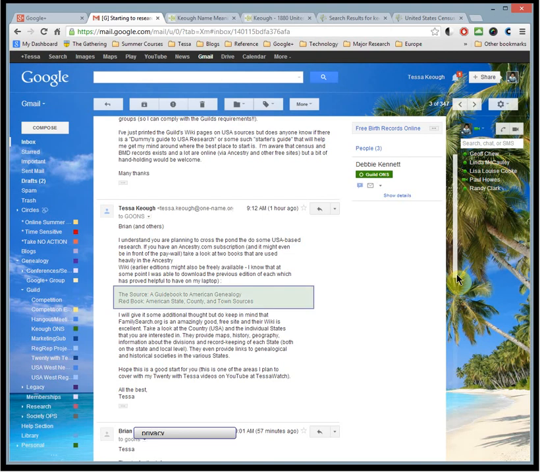And that is The Source, which is a guidebook to American genealogy, and the Red Book, which is American state, county, and town sources. Now, both of these books that are online at Ancestry, in front of the paywall, are earlier editions of the book. And that's fine because that gives you the basics that you need.